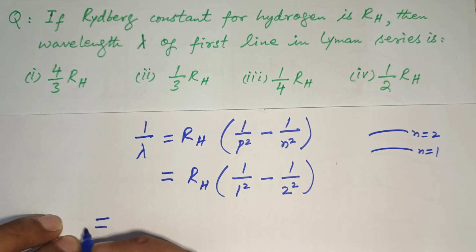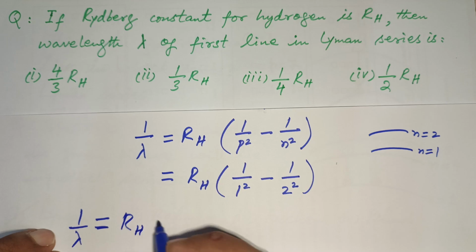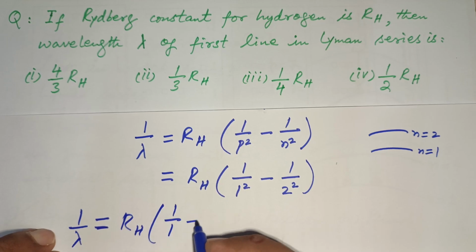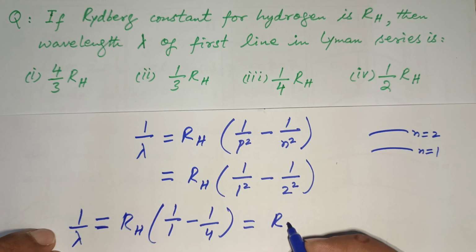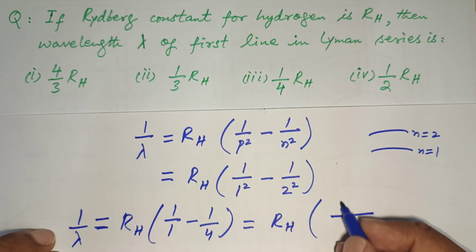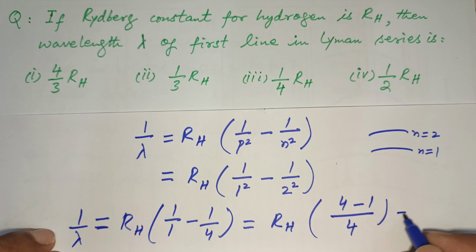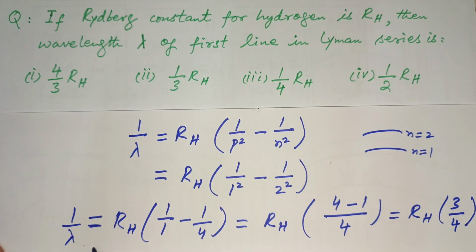So 1 over lambda equals RH times (1 over 1 minus 1 over 4). The LCM is 4, so 4 ones are 4, minus 1. This will be RH into 3 by 4. As this is 1 over lambda, we have to invert it. When we invert it, we get 4 by 3 RH. So the first option is correct.